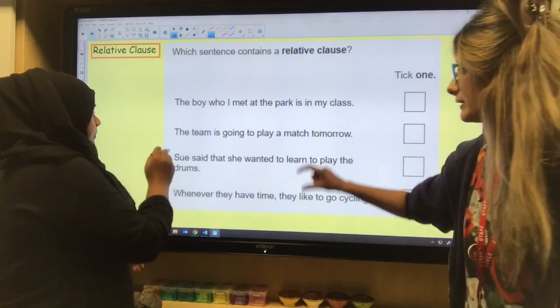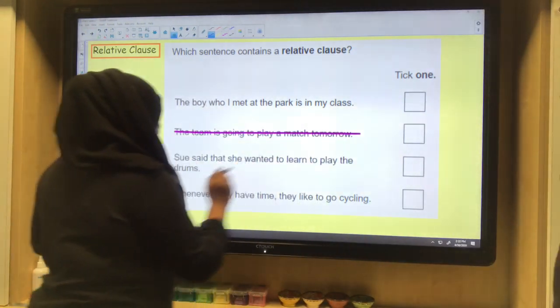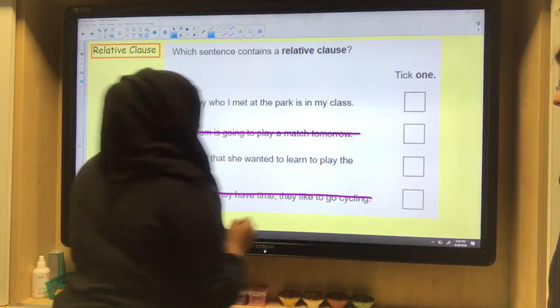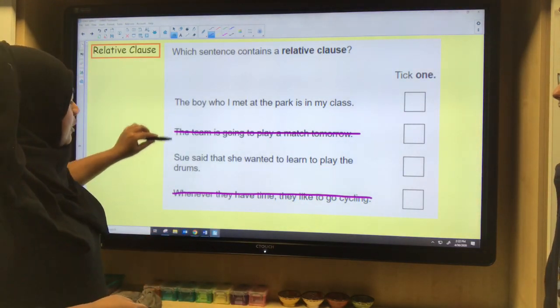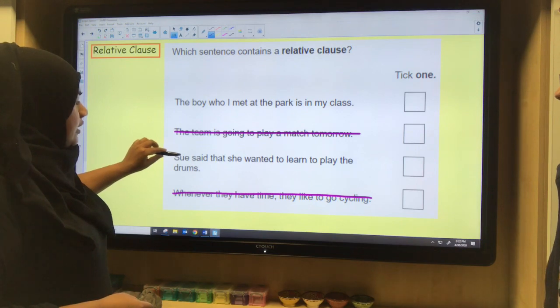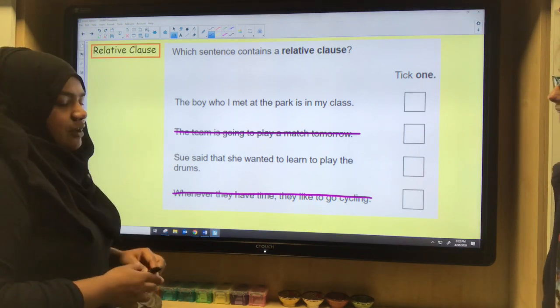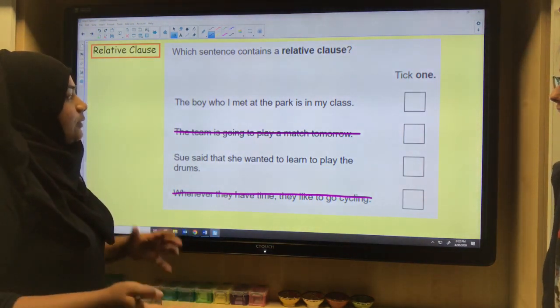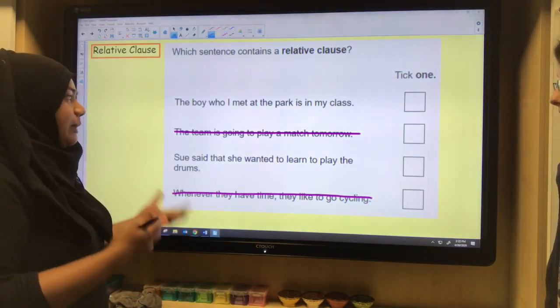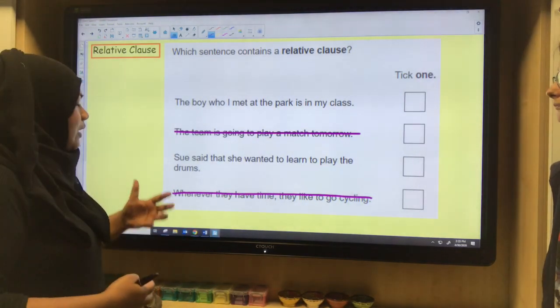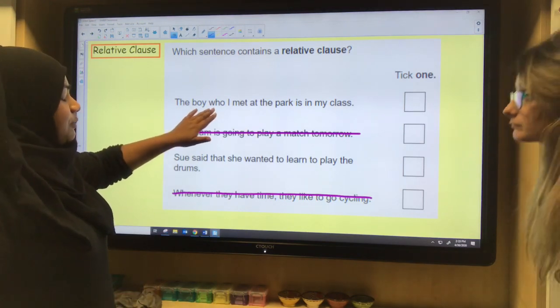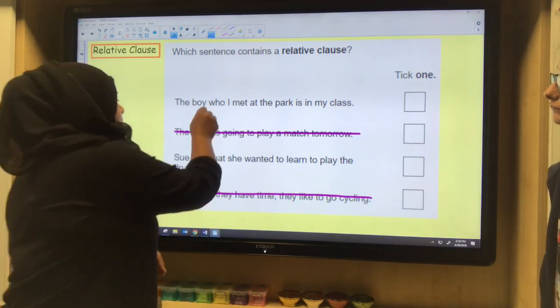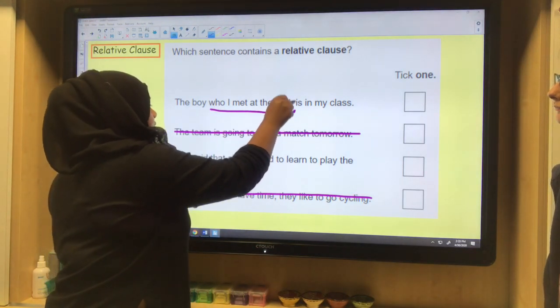So it's the second one and the fourth one. There's no relative pronouns at all, so let's get rid of them. So we can get rid of those. And then we're left with 2. So we've got the first one here, the boy who I met at the park is in my class, or Sue said that she wanted to learn to play the drums. So we know that a relative clause adds additional information to the main clause in a sentence. We know here that we've got some additional information, the relative pronoun being who, so who I met at the park. That is some extra information.